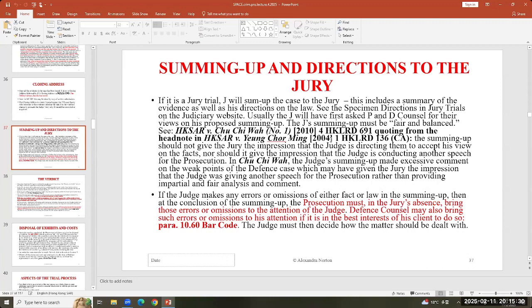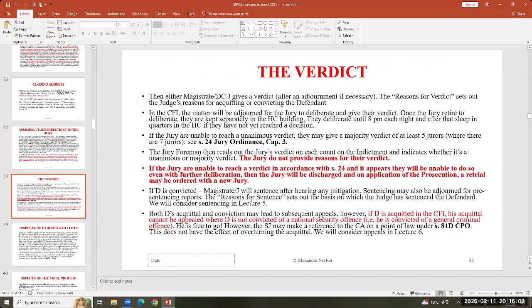And the overriding requirement is that the summing up is fair and balanced. In other words, the judge should refer to the cases for both sides, the defense that's been run, all of the witnesses that are being called, and the material aspects of their evidence. And if there is an error that happens during the summing up, the prosecution is obliged to draw it to the attention of the court. Defense counsel is not, because your primary duty is to act in your client's best interests.